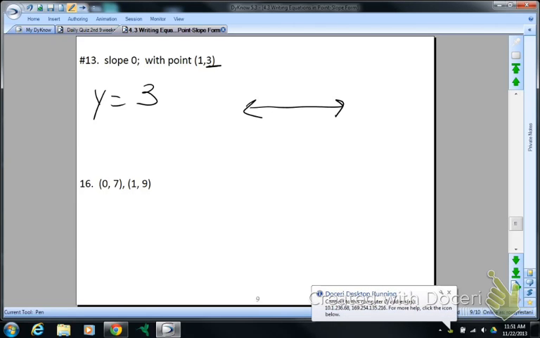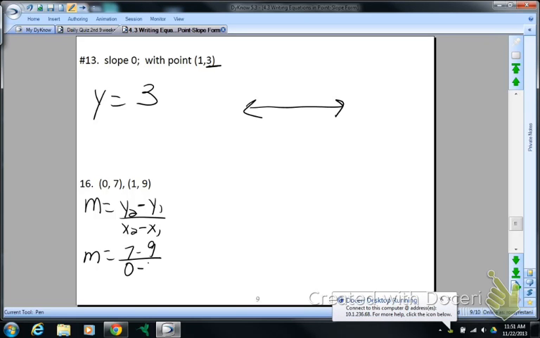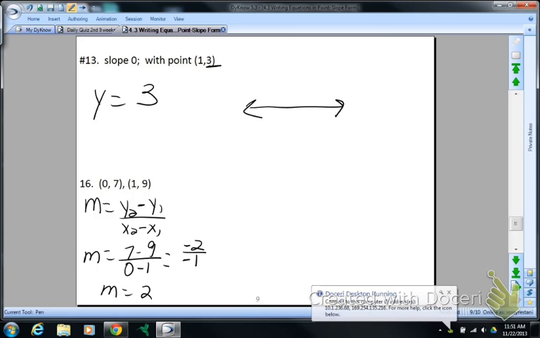You have 2 points. What do we have to find first? Our slope. So I'm going to find my slope. First I write the formula down. So that's 7 minus 9 over 0 minus 1. 7 minus 9 is negative 2, over negative 1. So what is my slope? 2.